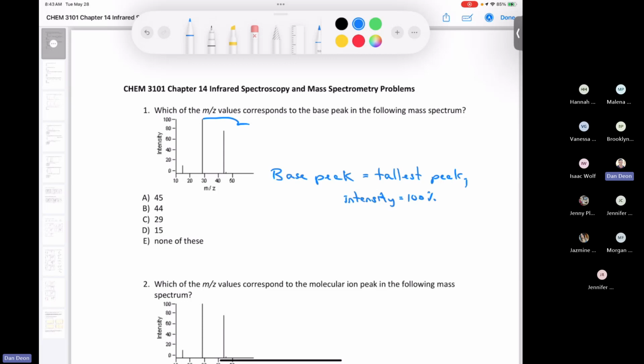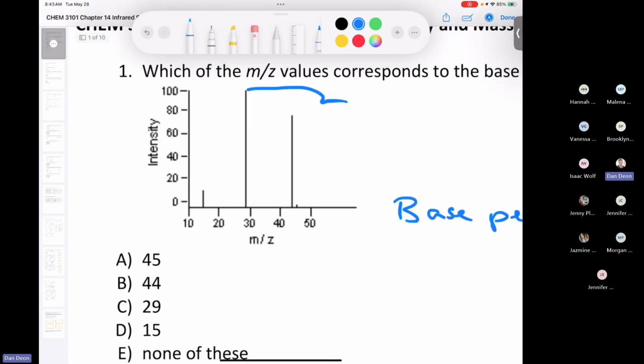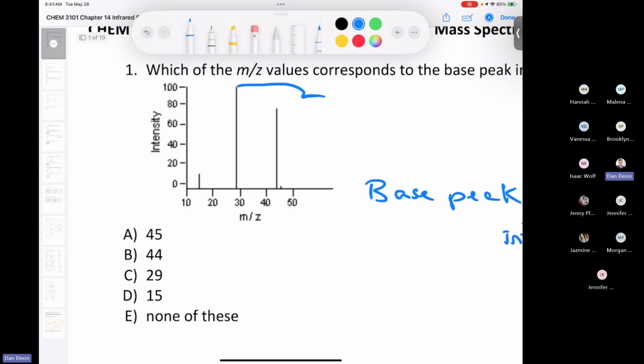Okay, and you look at the scale. If you zoom in on it here, the only number that makes sense is that it's just below 30, so it must be 29. So 29 would be our base peak for this one.